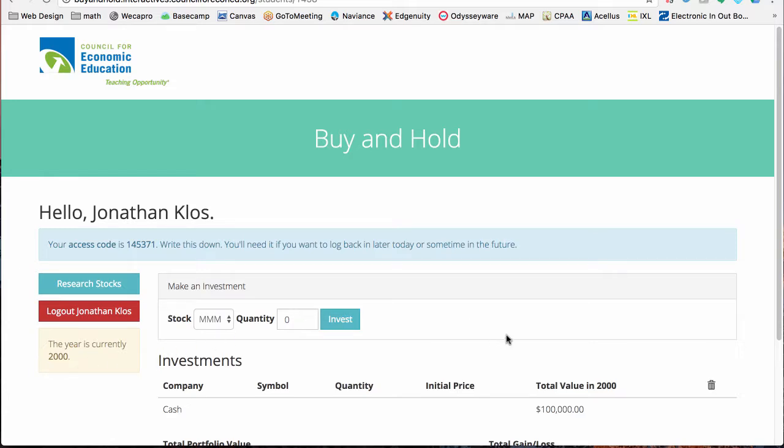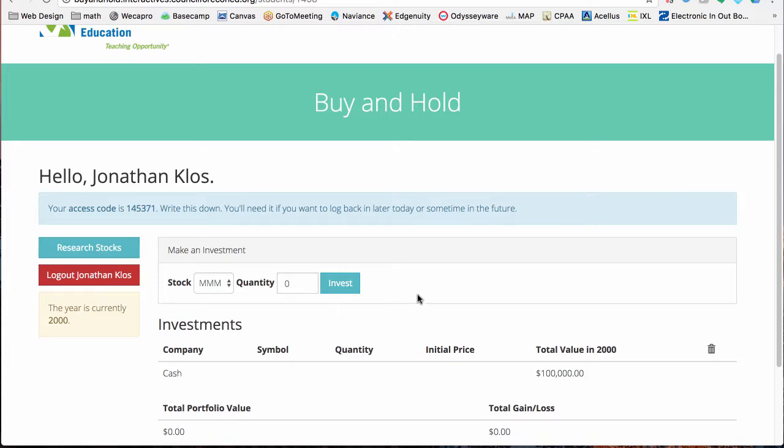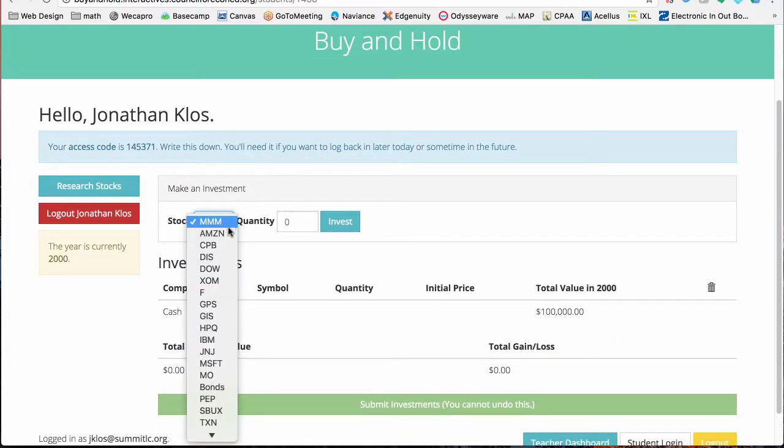All right, so the first thing, my goal is I want to spend $100,000. So I have some certain stocks that I can invest in. So there's MMM, AMZN, CBP, DIS, Dow. What do all these mean? Well, these are abbreviations of certain stocks. So let's go over and research what these stocks are.